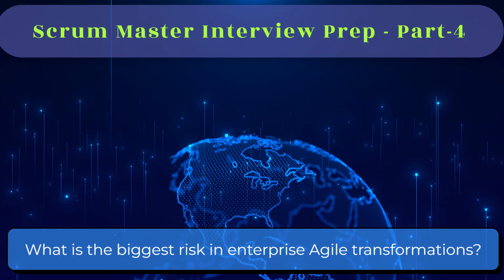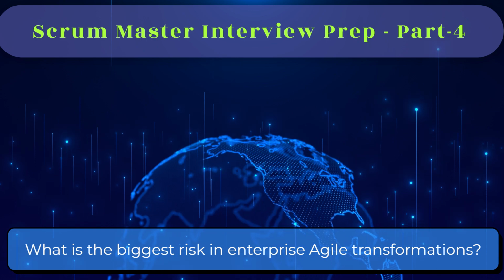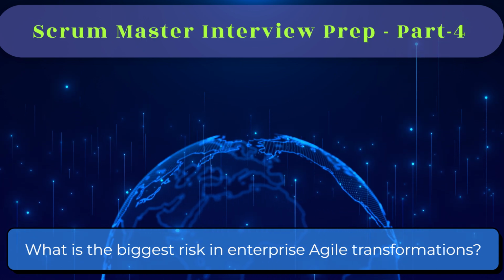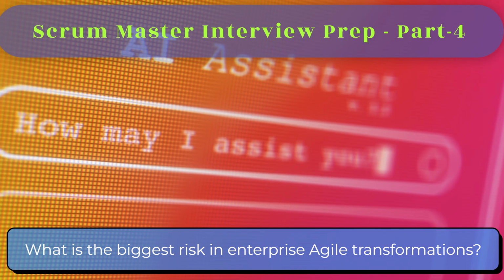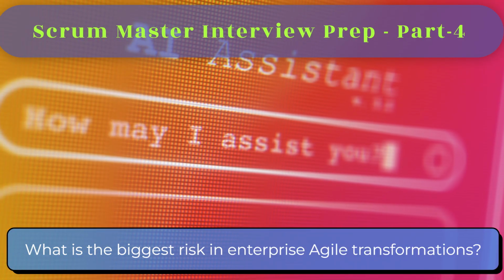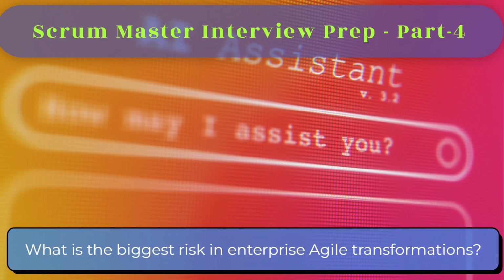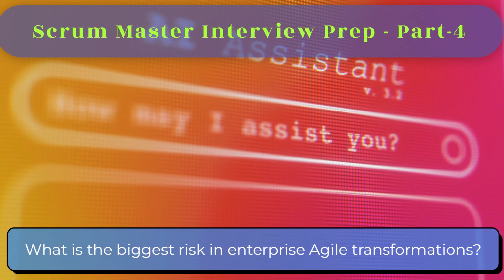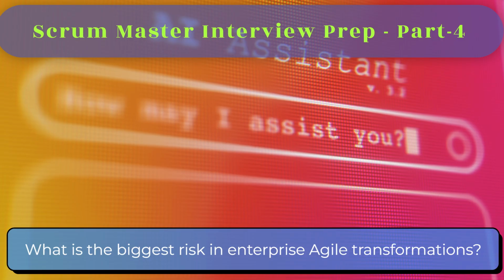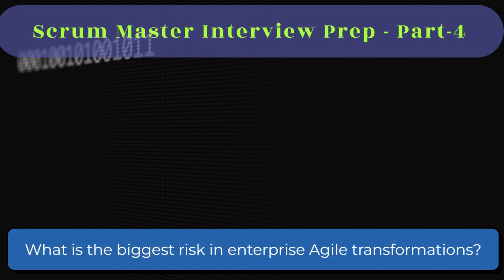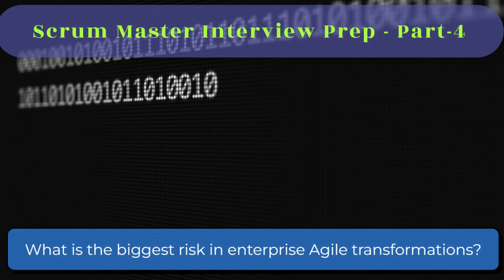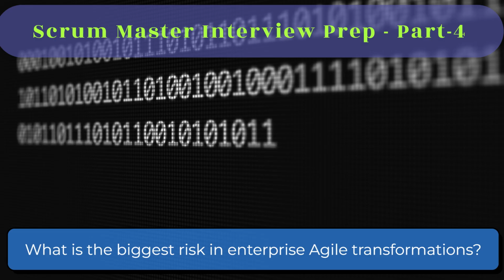Question 14. What is the biggest risk in enterprise agile transformations? The biggest risk is treating Agile as a process rollout instead of a mindset and cultural shift. Without leadership buy-in, Agile becomes mechanical and ineffective. This is a key insight interviewers listen for.